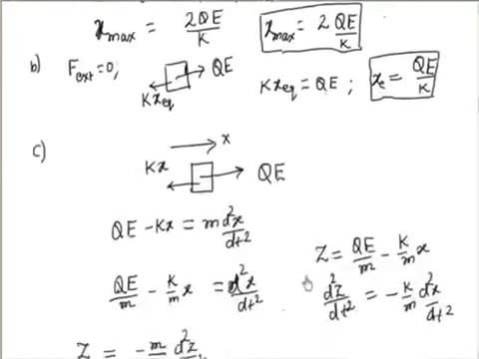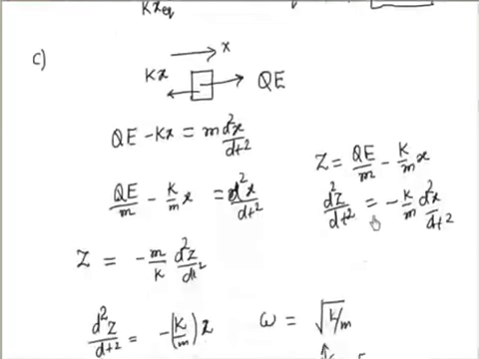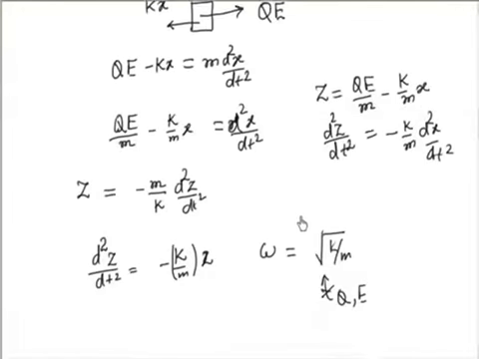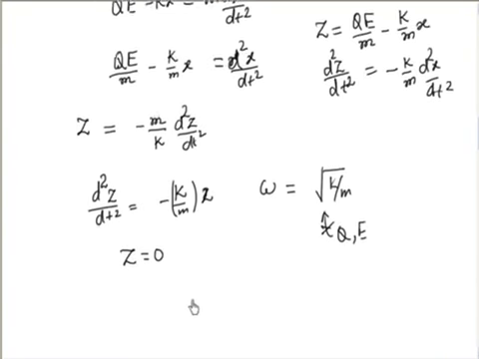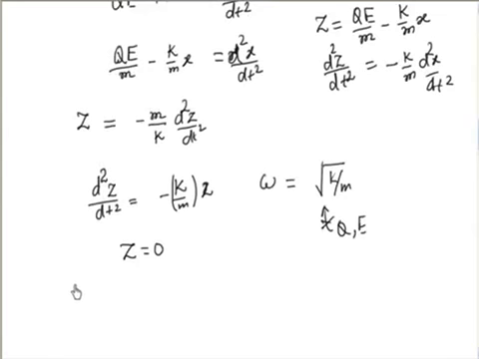So you see, you can also find mean position. This is the equation: z is equals to QE by m minus k by m into x. So this is a shifted mean position. If you put z equals to 0, that will give you the mean position, because in d2x by dt square we have x equals to 0. So QE by m minus k by m into x is equals to 0.